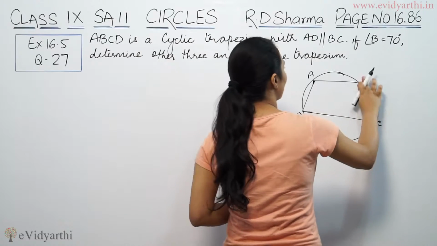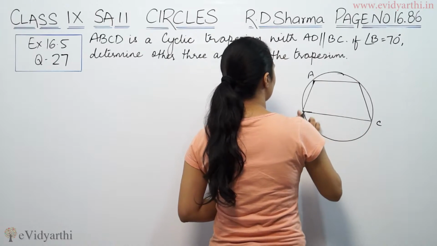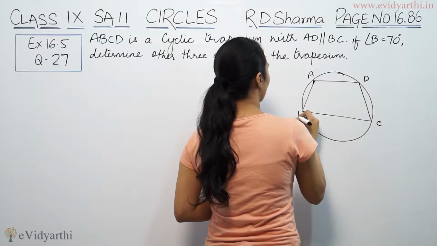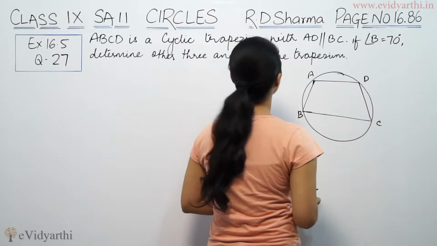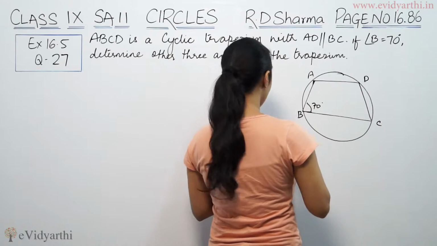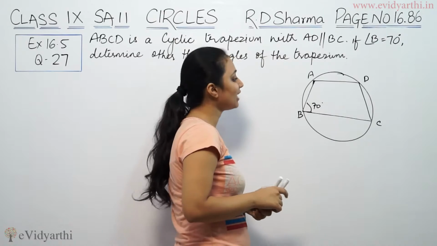हमें name change करने पड़ेंगे. This should be AB parallel to BC. ABCD. AB parallel to BC, in which angle B is 70 degree. This is 70. Find the remaining three angles. The remaining three angles आपको निकालने हैं.